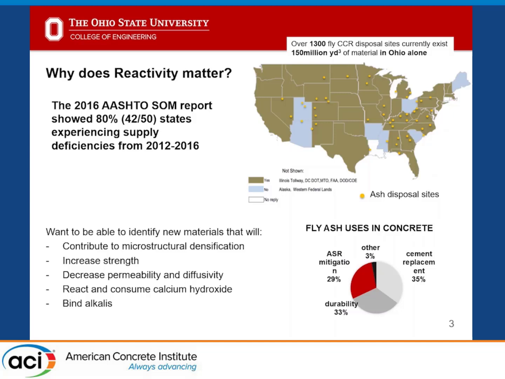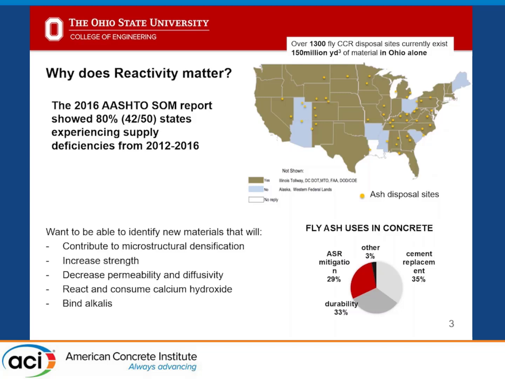And one solution may be to use things like ponded and reclaimed fly ashes, and we have tons of this material in the US. So 1,300 disposal sites and more than 150 million cubic yards of stored material in Ohio by itself. So I did a little back of the napkin calculation on that, and at our current consumption rate in the US, we could supply the entire United States from Ohio for the next 128 years. But that is based on an assumption that the material is reactive and is going to provide these beneficial properties that we get from our typical fly ash sources.